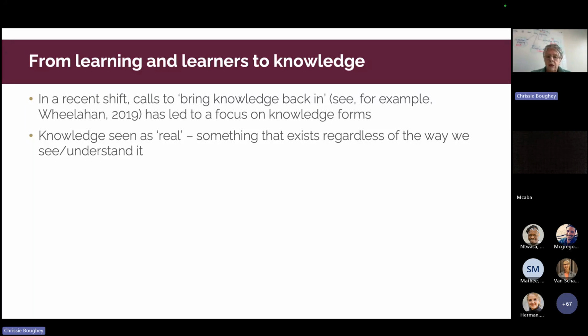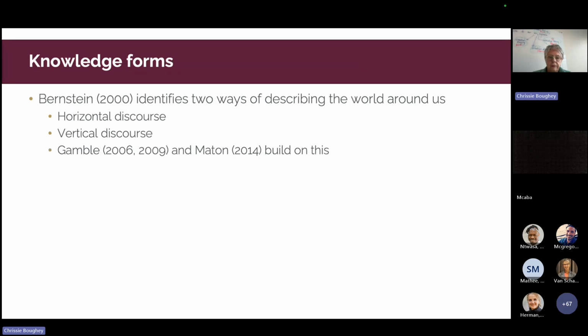So in this call to bring knowledge back in, to refocus on the knowledge itself rather than the acts of learning, knowledge is seen as real, something that exists regardless of the way we see it or understand it. So the knowledge exists, even though our ways of understanding it can be relative to us, who we are, what sort of experiences we've had, and so on. So it calls us to think about the nature of knowledge in education.